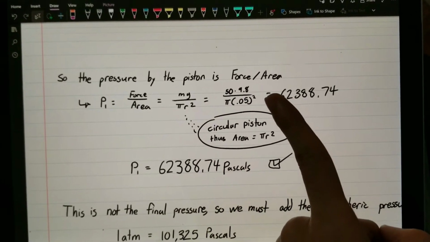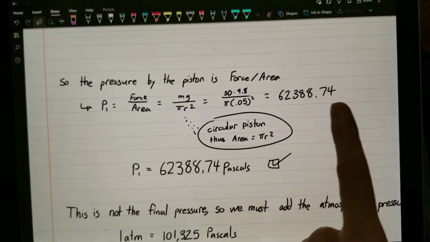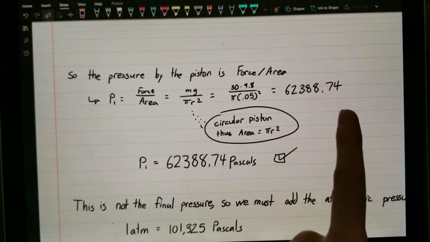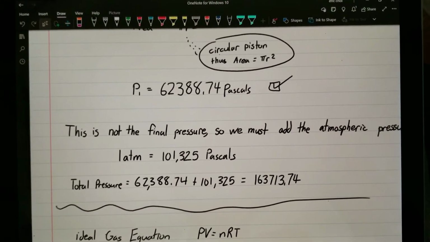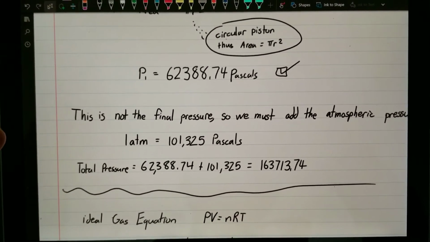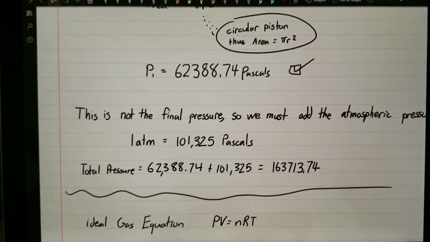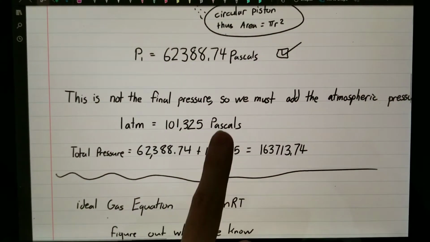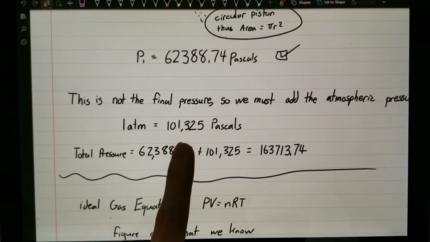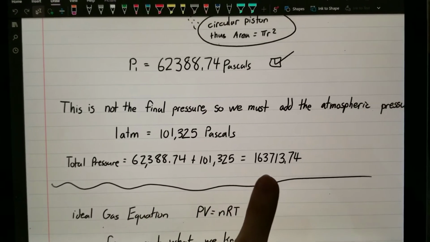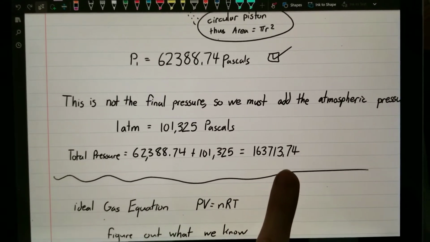So if we include all of our information, this is the first plug and chug part of the problem, we ultimately get that the pressure by the piston is 62,388.74. Note that this isn't actually the final pressure, and we have to add on the atmospheric pressure onto this pressure by the piston in order to get the final pressure that we need for the equation. So 1 atmosphere converted to pascals to match the pressure we had before is approximately 101,325 pascals. So our final answer for P of the PV equals nRT equation is 163,713.74.